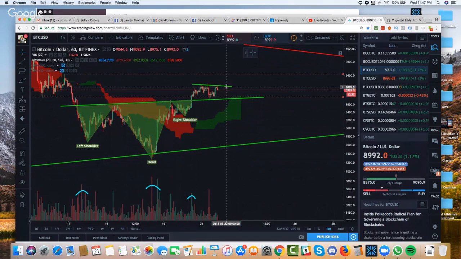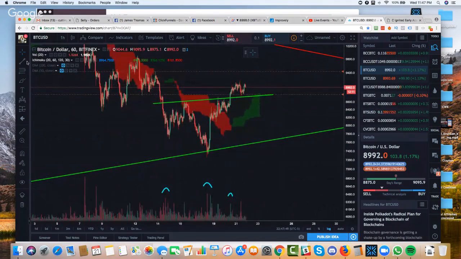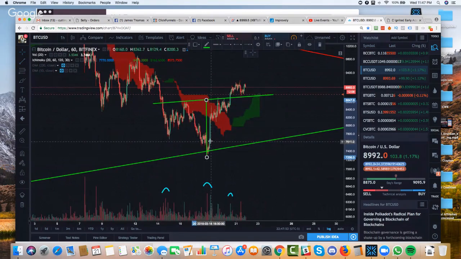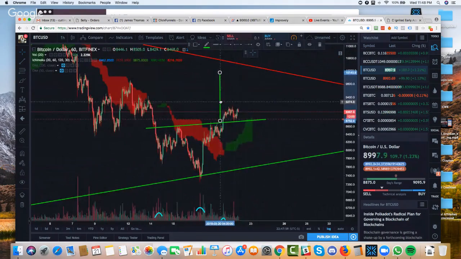Here's the thing with the inverse head and shoulders pattern, or head and shoulders patterns in general: a lot of times you will see a measured move, right? You can take the length from the head all the way up to the neckline, and then you can move that line and do a measured move when it breaks out. So if it broke out actually right here.